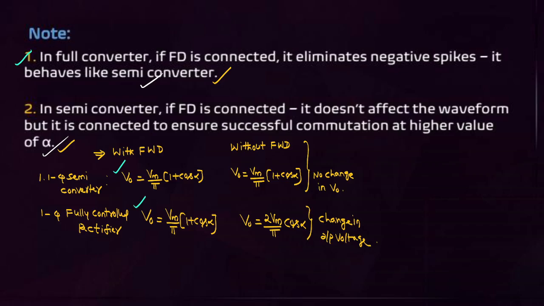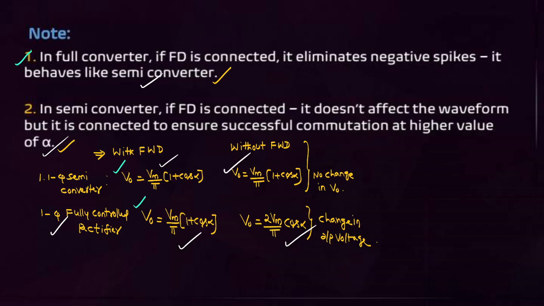of semi-converters. In a semi-converter, with the freewheeling diode, V0 is Vm by pi into 1 plus cos alpha. Without the freewheeling diode it is also the same, because it cannot affect the waveform. But in a fully controlled rectifier, with the freewheeling diode, it is Vm by pi into 1 plus cos alpha, students. But without the freewheeling diode, it is 2 Vm by pi cos alpha. That is, the output voltage is changing. That is, in a full wave rectifier, with and without the freewheeling diode, the average voltage values are changing.